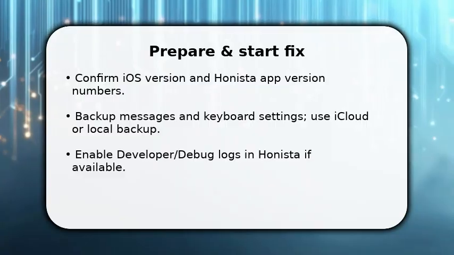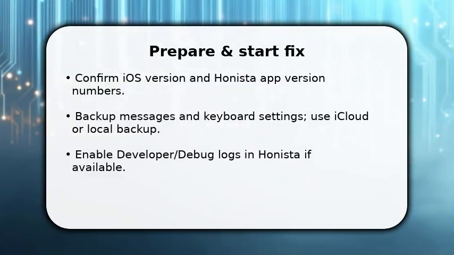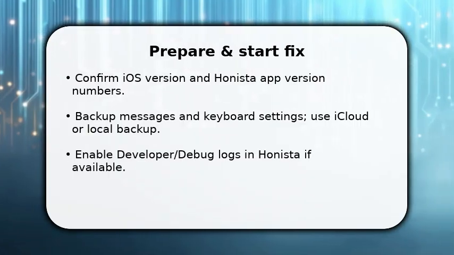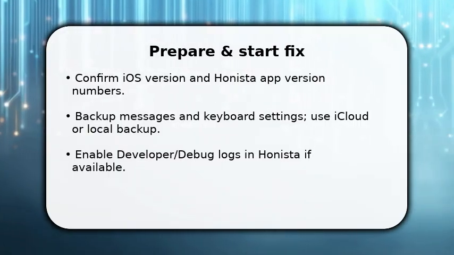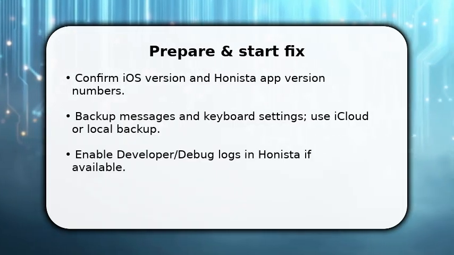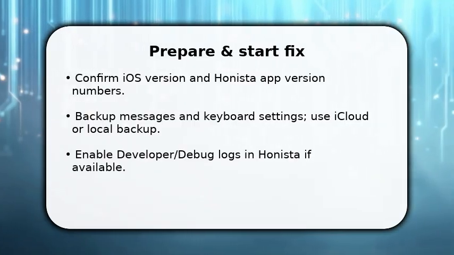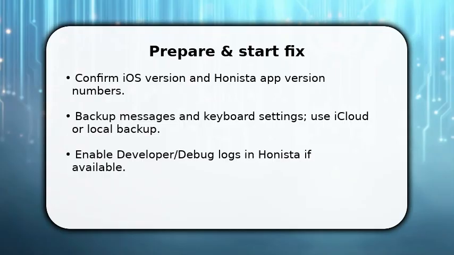You begin by confirming exact iOS and Honista versions so you know compatibility boundaries. Open Settings and check Software Update, then Honista App Info, and write down the version numbers. Next, back up messages and keyboard preferences to iCloud or a local encrypted backup so you can restore if needed.